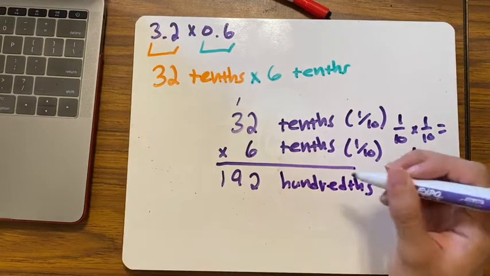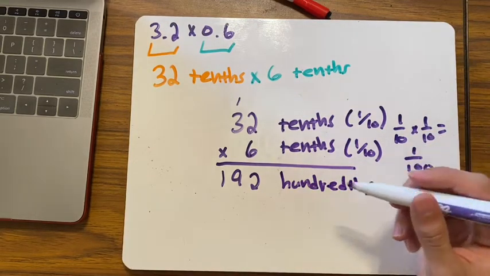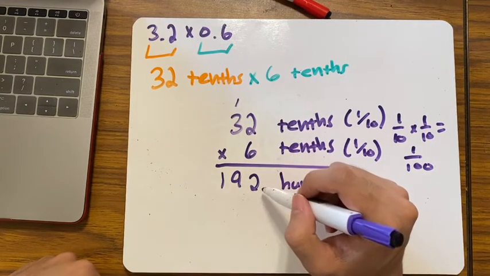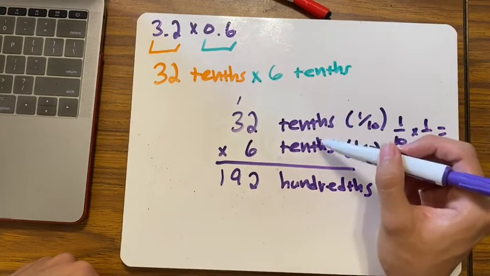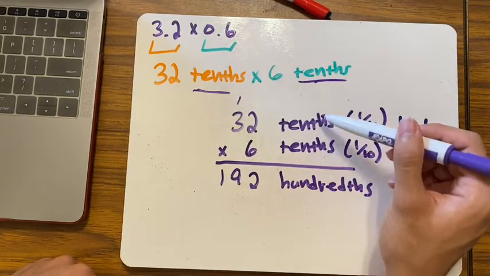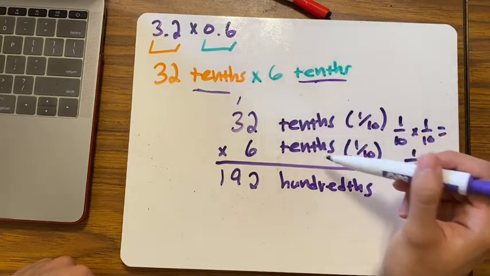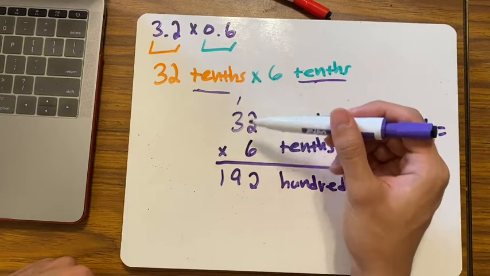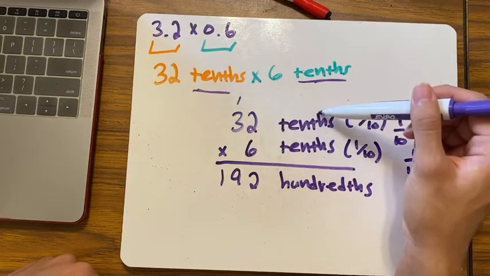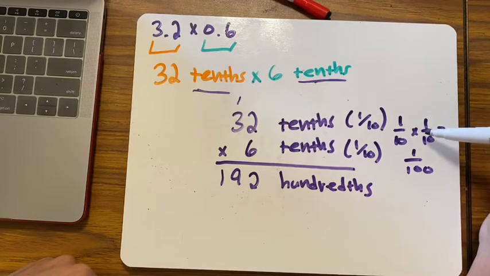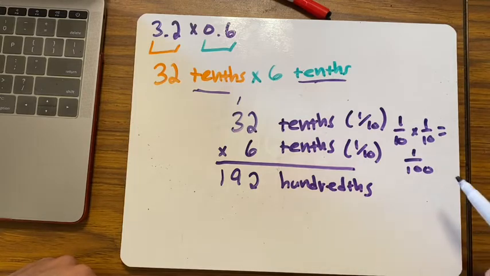Okay? Now I just want to go over what I did here. I multiplied the 32 times 6, right? And I got 192. But I also have to multiply my label, my unit, my tenths. I also have to multiply that. Here I have tenth. Much like I multiplied 32 times 6, I also have to multiply tenth times tenth. So that's 1 over 10 times 1 over 10. That's 1 over 100. And so this is why I have hundredths right there.